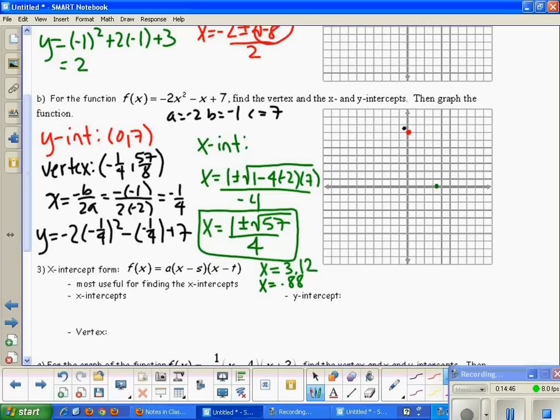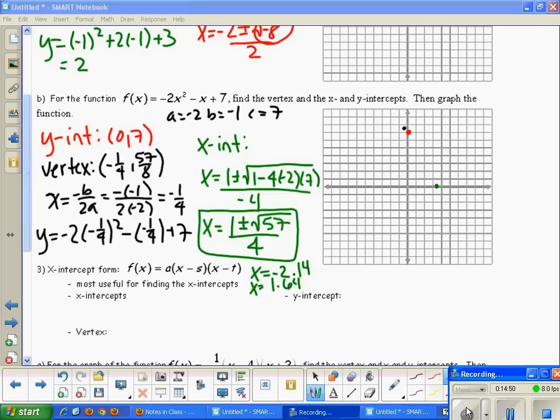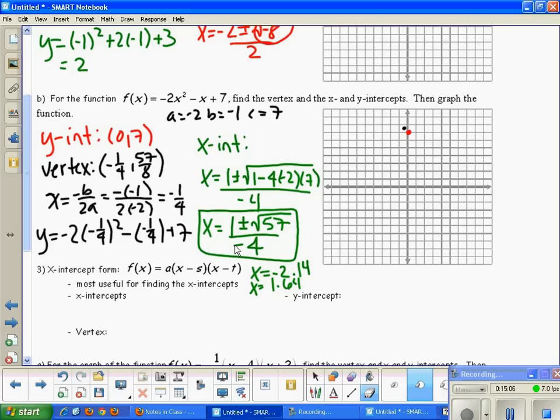All right, so sorry about that. I was looking at a different equation. So when you do 1 plus root 57 divided by, and this should be -4, you end up with 1.64, and then it's -1, you get -2.14. I knew it wasn't right just by looking at my graph. That didn't seem like where it should be.